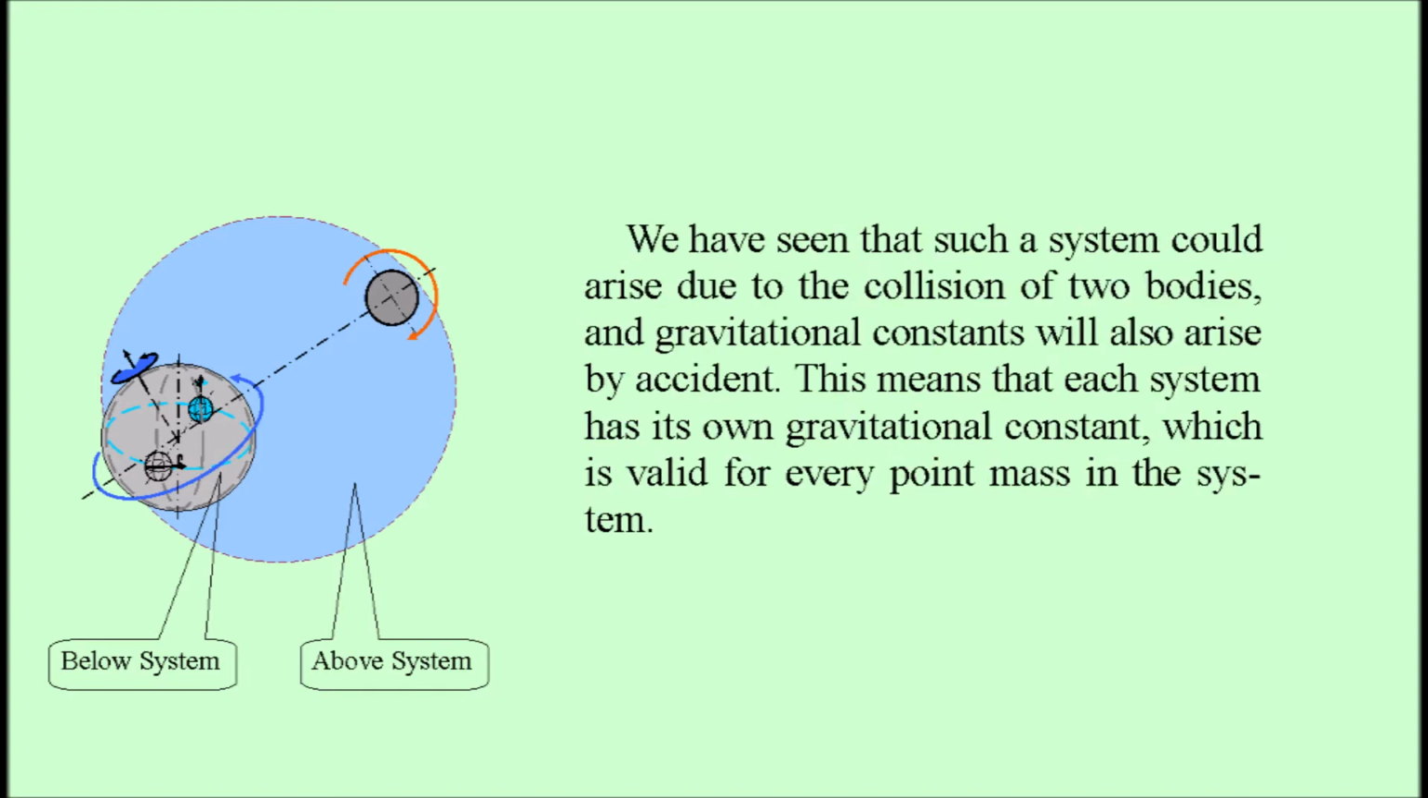We have seen that such a system could arise due to the collision of two bodies, and gravitational constants will also arise by accident. This means that each system has its own gravitational constant, which is valid for every point mass in the system.